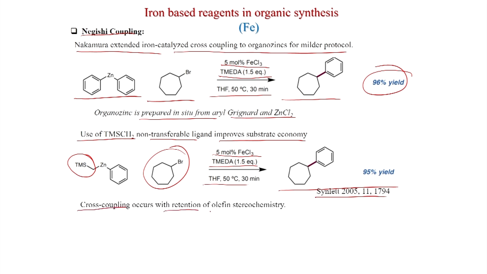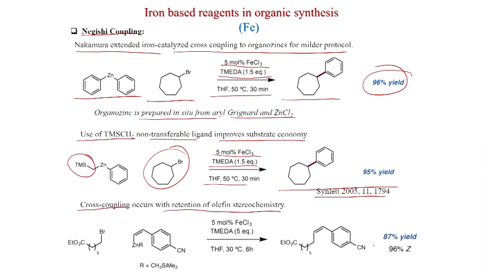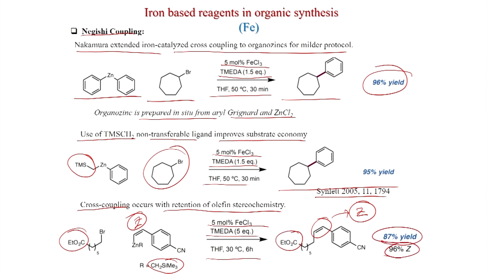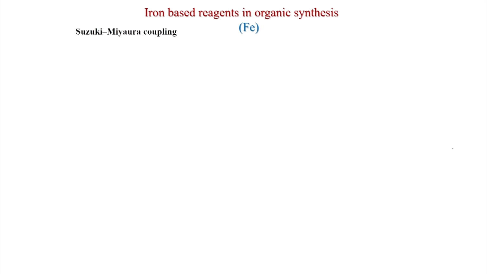And cross coupling occurs with retention of olefin stereochemistry, like earlier also you have seen for Kumada coupling. Here also Negishi coupling, suppose this is Z configuration, this alkyl bromide is also functionalized, 5 mole percent ferric chloride, TMEDA 5 equivalent, THF, 30 degree centigrade, you get this olefin, and here also this is Z. So, the stereochemistry is retained, and R is equal to CH2SiMe3 like here, and 96% Z and 87% yield. CO2Et group is untouched in this reaction.